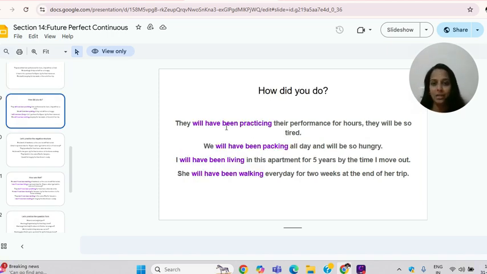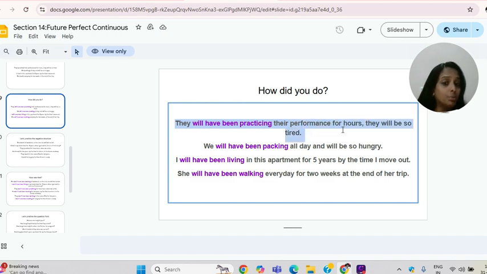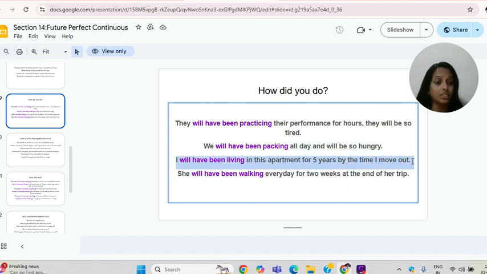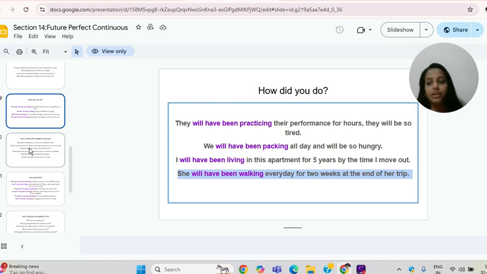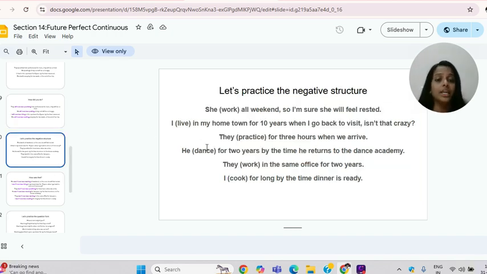Let's check your answers. They will have been practicing their performance for hours. They will be so tired. So here, practicing, we are just changing into will have been practicing. We will have been packing all day and will be so hungry. So, will have been packing. I will have been living in this apartment for 5 years. By the time I move out, will have been living. She will have been walking every day for 2 weeks at the end of her trip. Will have been walking.